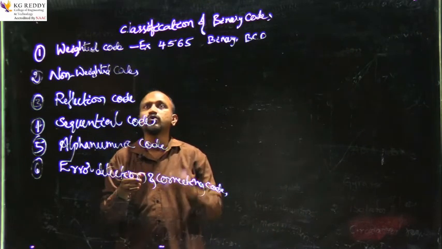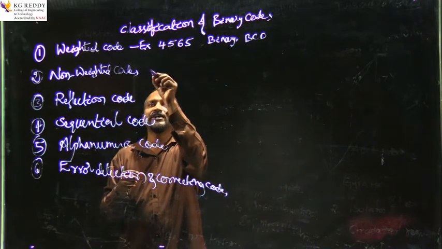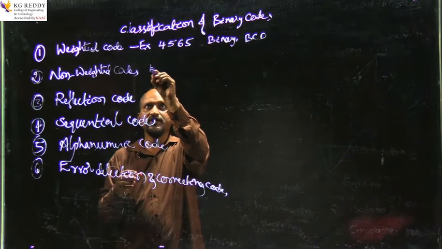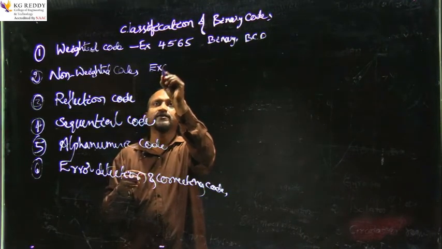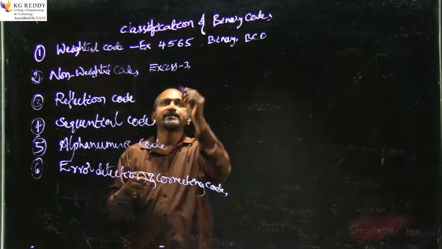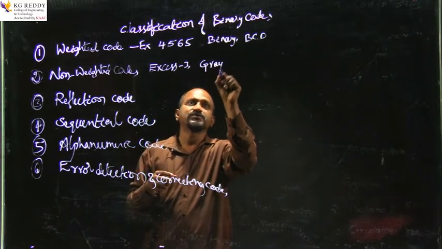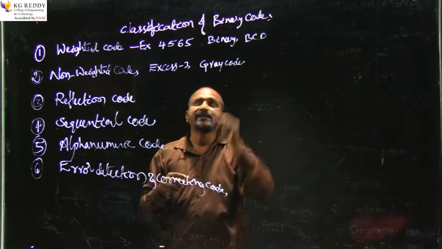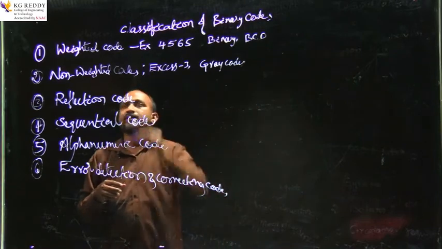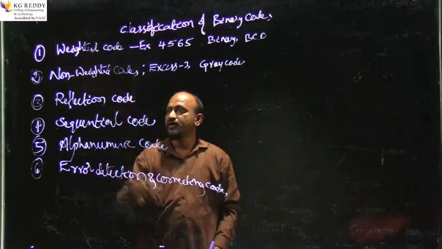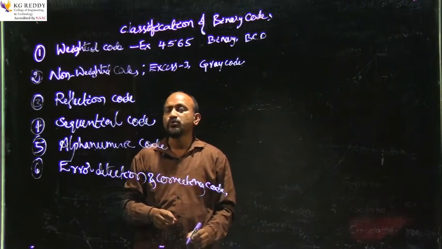Examples under these codes are the XS3 code and the Gray code. These are the examples of non-weighted codes. Next one is reflective codes.